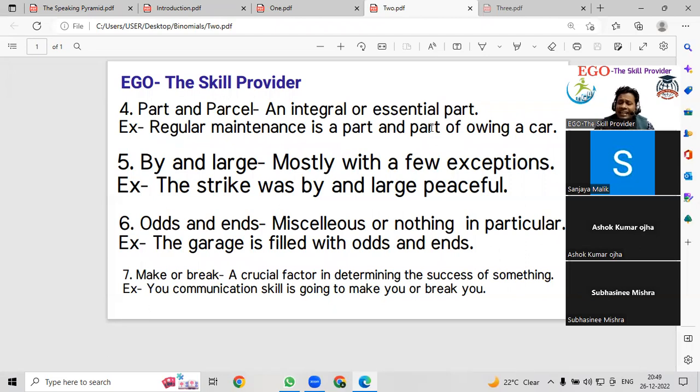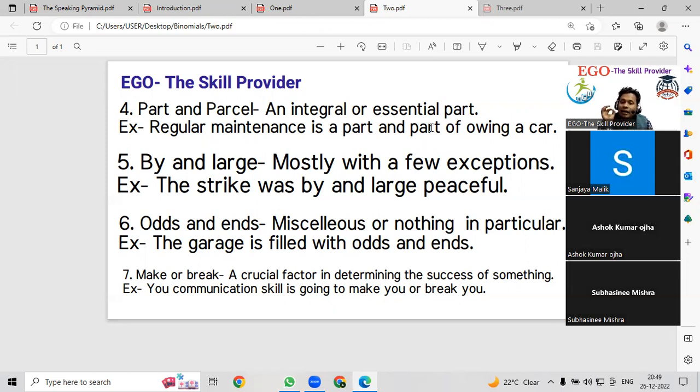You can say examination. Examination is a part and parcel of our education system. Am I right? Obviously. How can you know that people are actually studying or not? Because there should be an exam. So it is a part and parcel. You cannot simply avoid it.